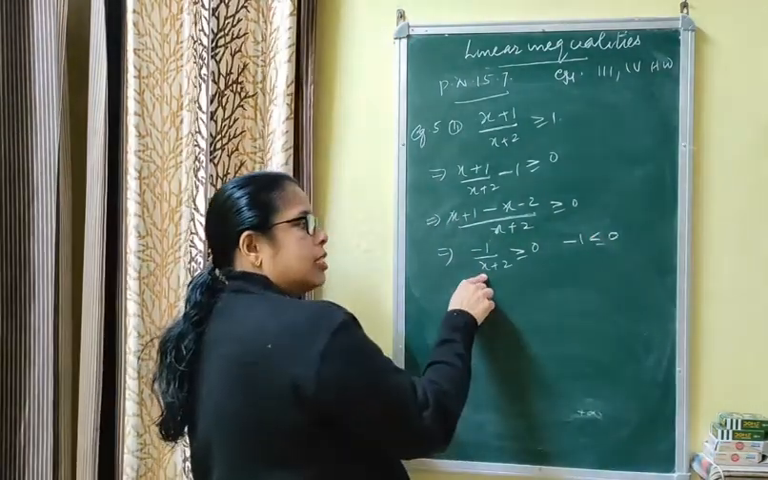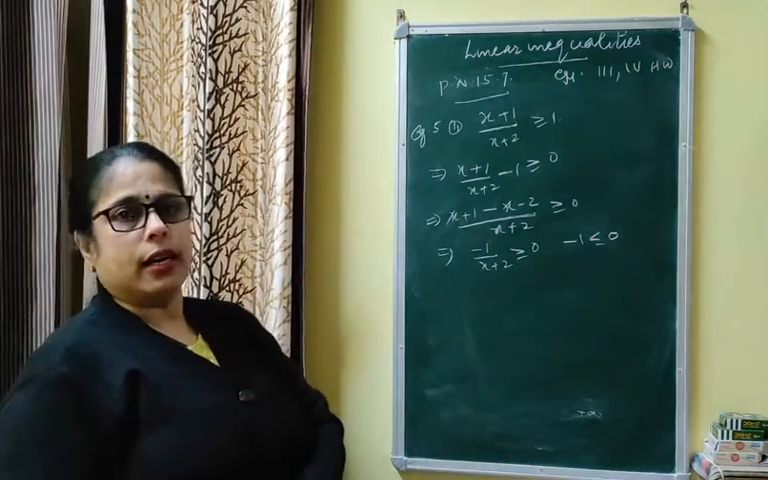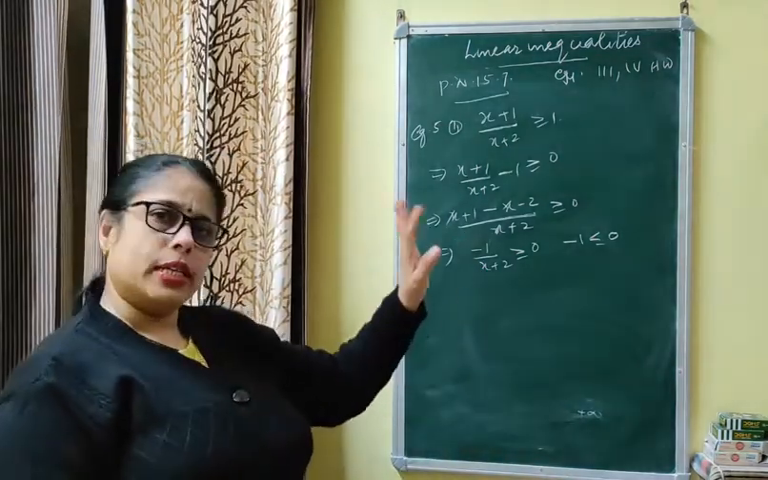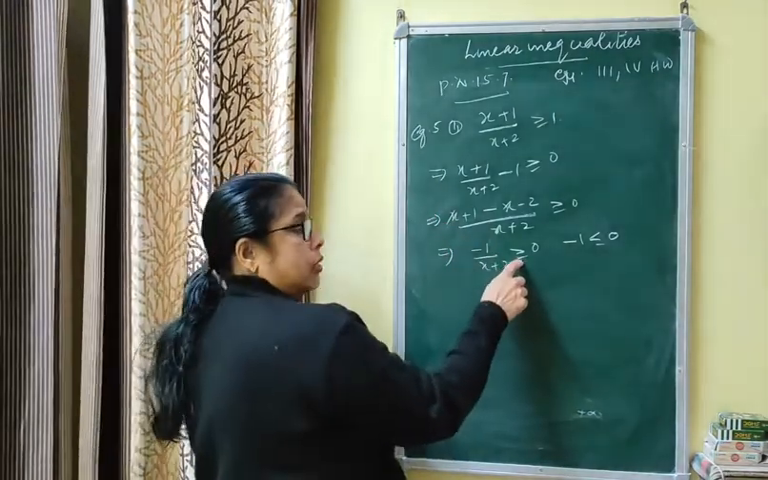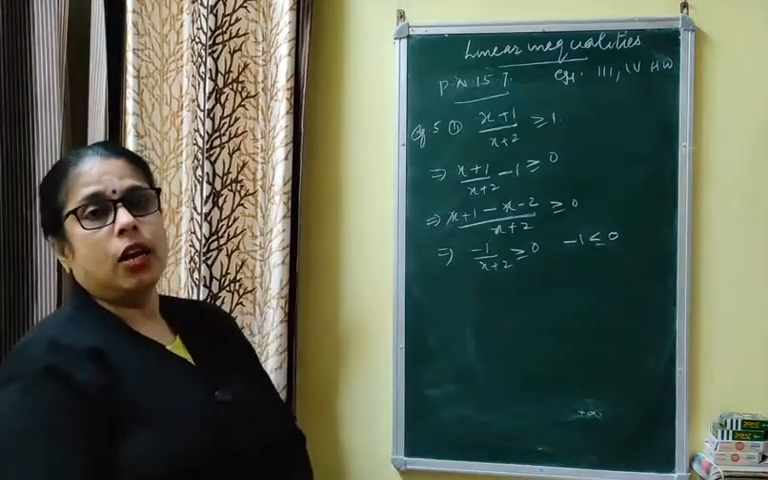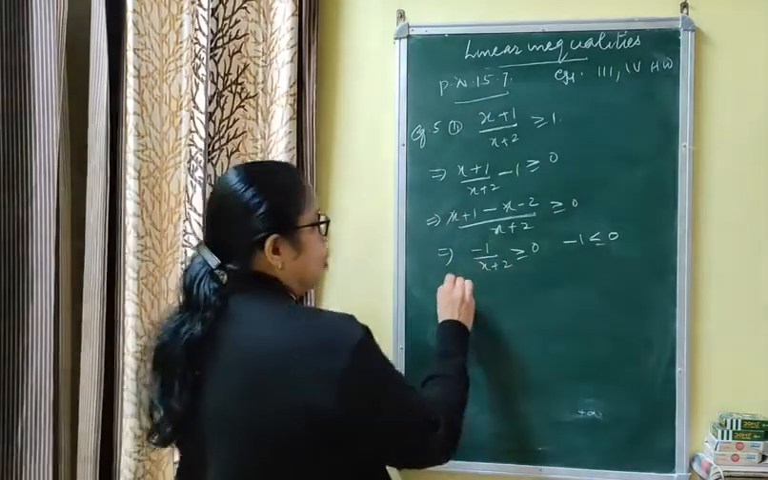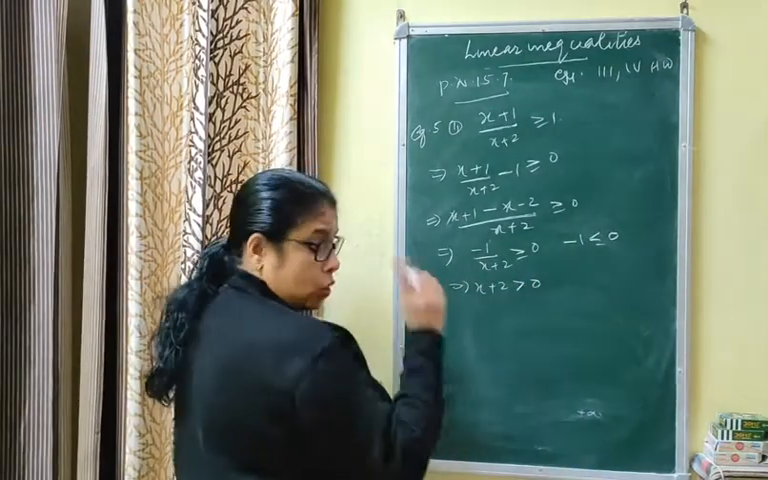So what is the possibility here? The numerator is already given as less than 0, so what is the possibility? Denominator greater than 0. Do not write equal to 0; students get confused here too. If you write equal to 0 in the denominator, it will be a not defined function. So the only possibility is x plus 2 greater than 0, not equal to 0.